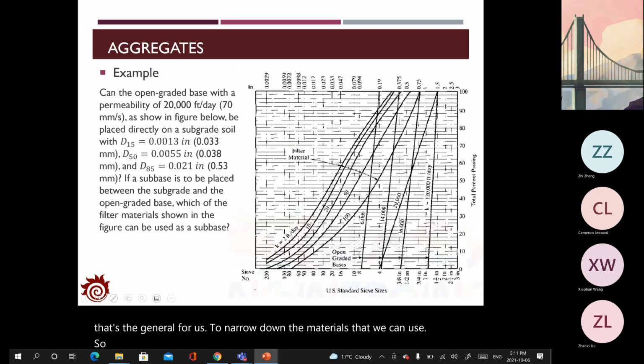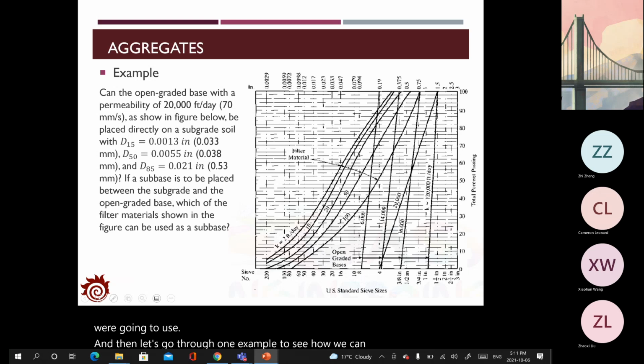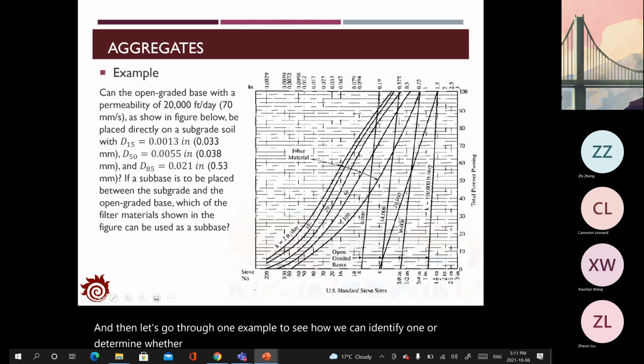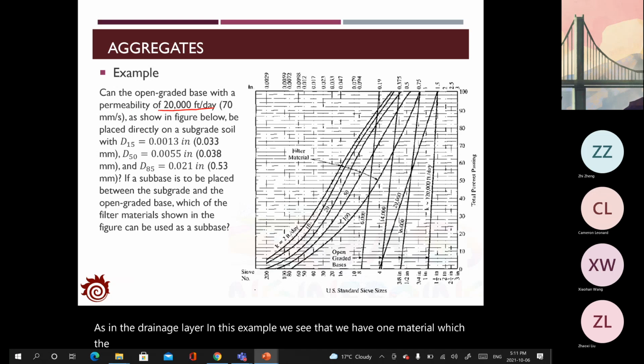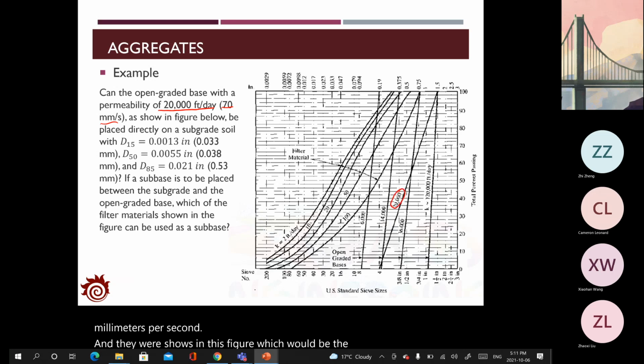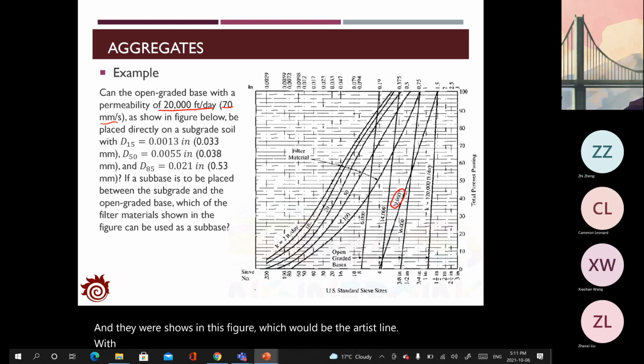So with that, we have finished the introduction about the criteria we're going to use. Then let's go through one example to see how we can determine whether one material is appropriate as the drainage layer. In this example, we have one material with a permeability of 20,000 feet per day, and that's generally 70 millimeters per second. It is shown in this figure, which would be this line with 20,000 feet per day.